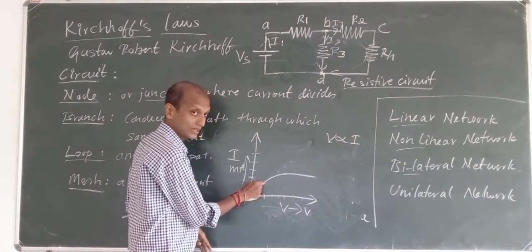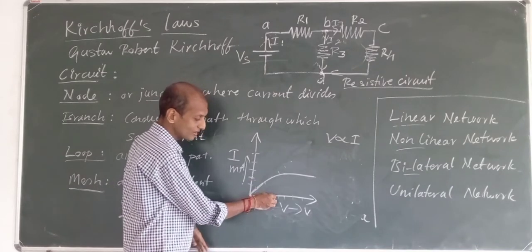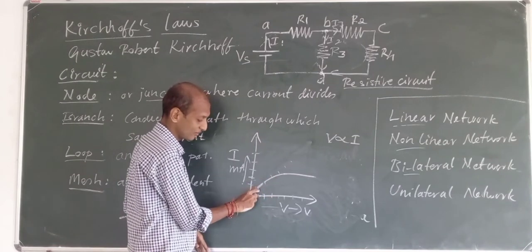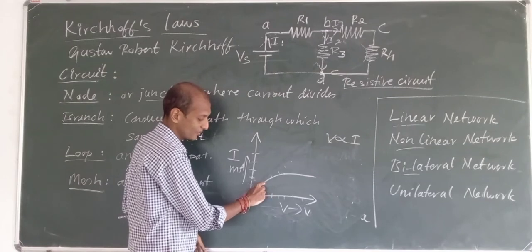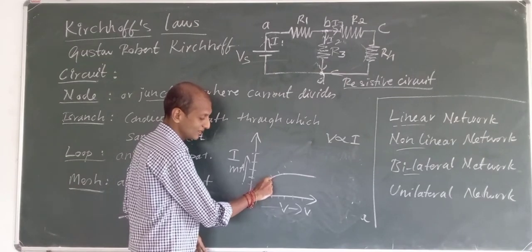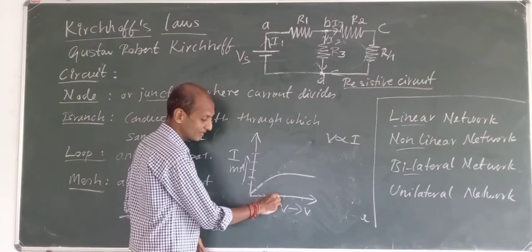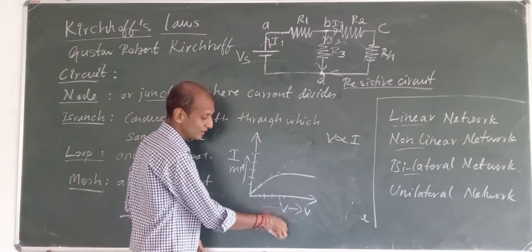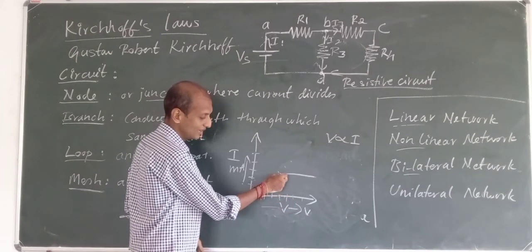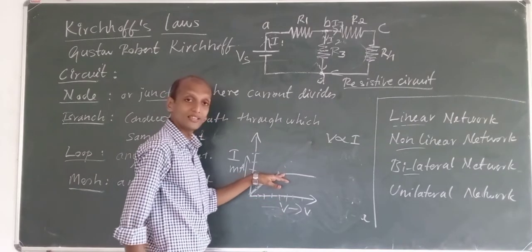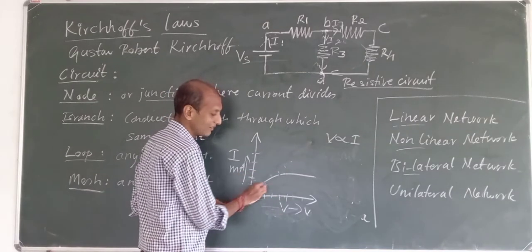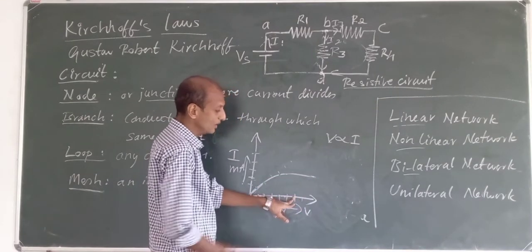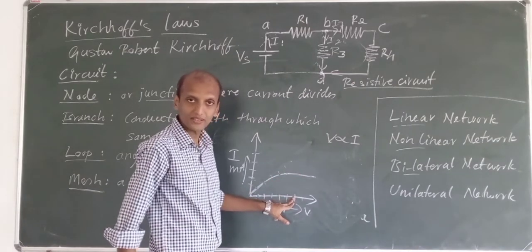For this voltage, this is the current. After that, for this voltage, the current is not varying in the same proportion. Here it has increased from 0 to this much, here from this to here. Then for this voltage, it varies only a little bit, not at all in the same proportion as here. If I go from this point to this point, the current remains almost the same. It is not varying.